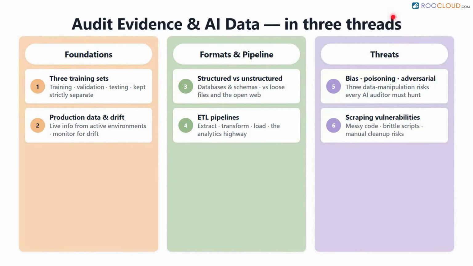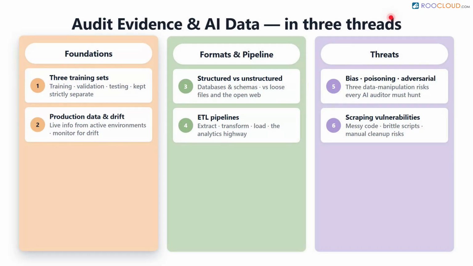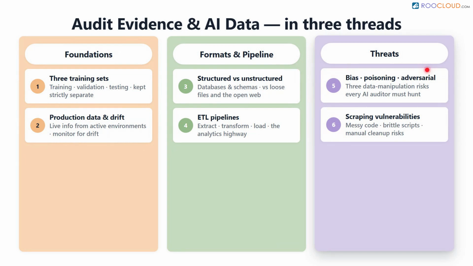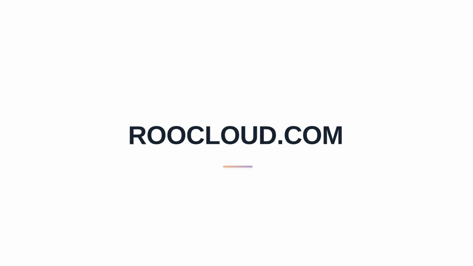Let us summarize our key takeaways. We explored how the foundation of AI relies on carefully separated sets of training, validation, testing, and live production data. We reviewed the critical differences between structured databases and unstructured files, and how extract, transform, and load pipelines make this information usable for analytics. Finally, we navigated the serious risks of bias, data poisoning, adversarial attacks, and scraping vulnerabilities that threaten system integrity.